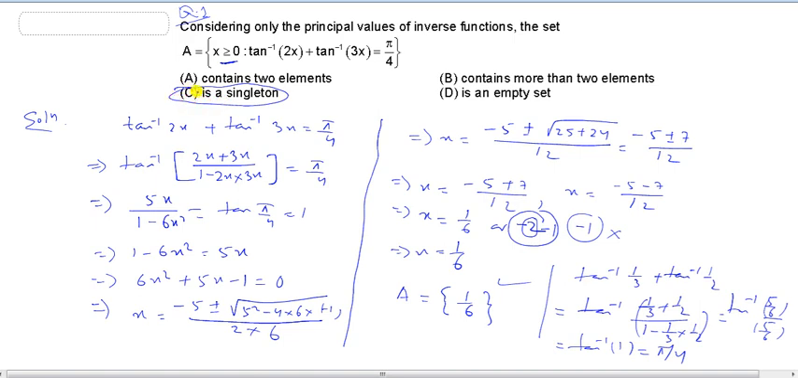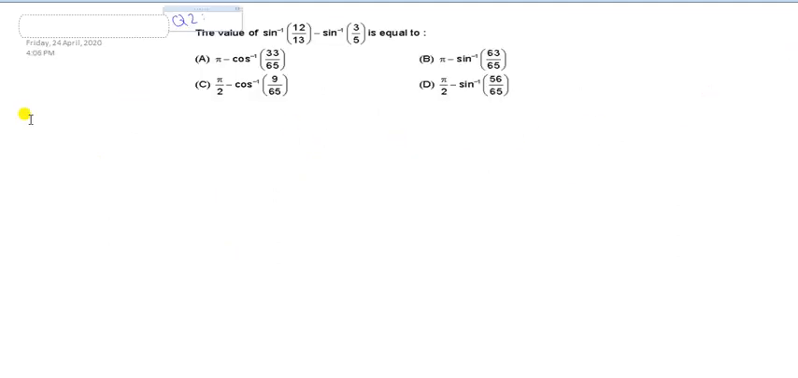Now let us proceed further towards the next question of today. Please have a look at this question. Once again, pause this video and see it carefully. Next, look at this. This is the value of sine inverse 12 by 13 minus sine inverse 3 by 5. So I have to basically find sine inverse 12 by 13 minus sine inverse 3 by 5.